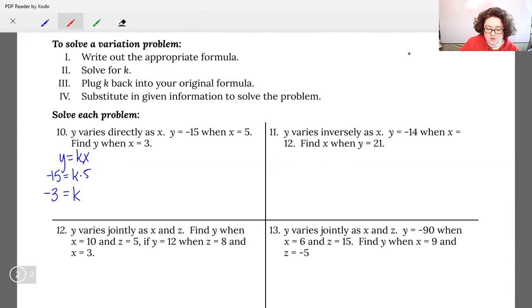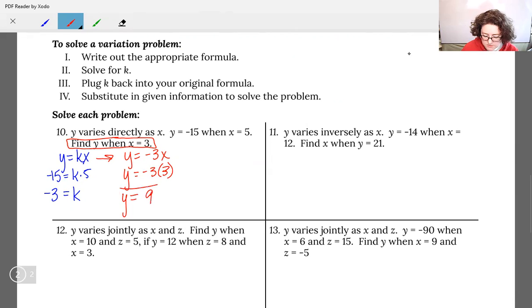And so now I need to go through and rewrite my equation with that new k value in it. So this is going to turn into y equals -3x. And I'm going to use that then to solve for the final sentence, which says, find y when x equals 3. So all I need to do is plug in that value for x, solve for the y. So y equals -3 times 3, aka y equals 9.